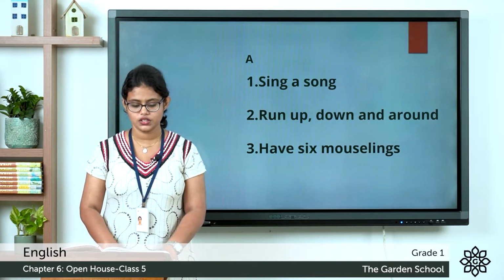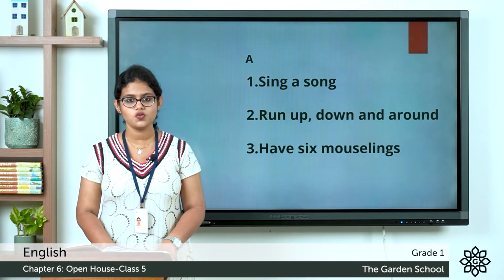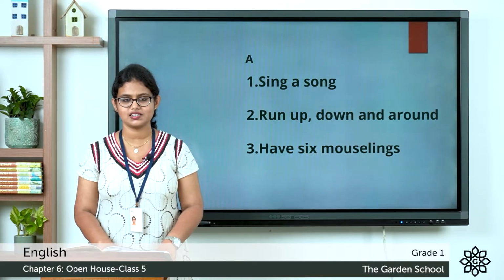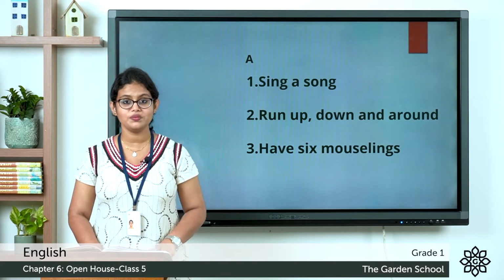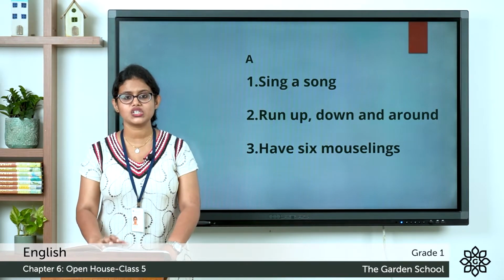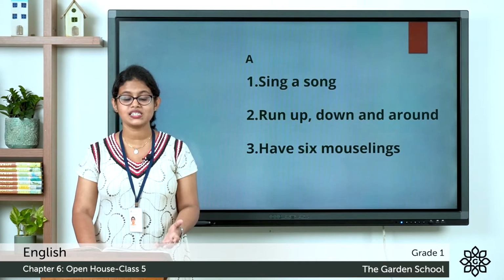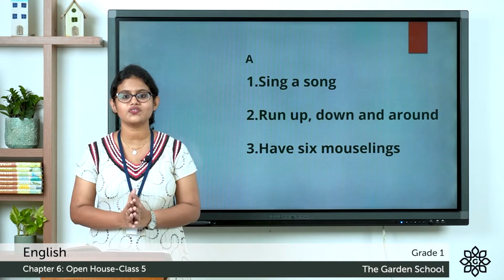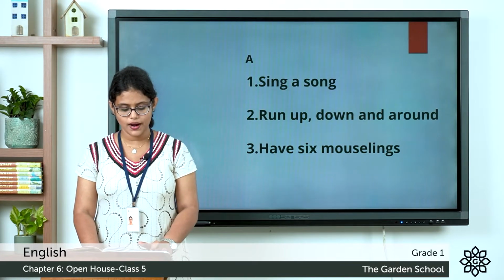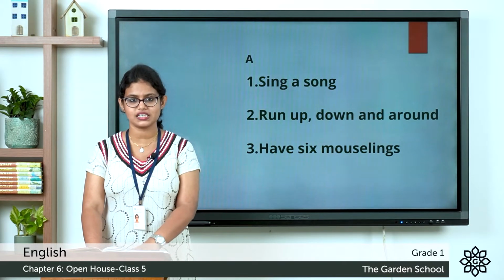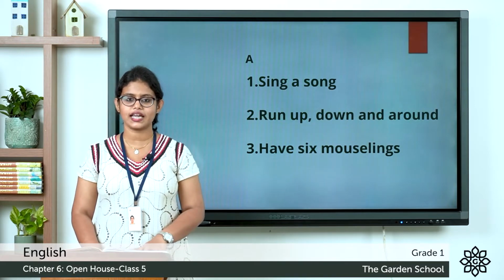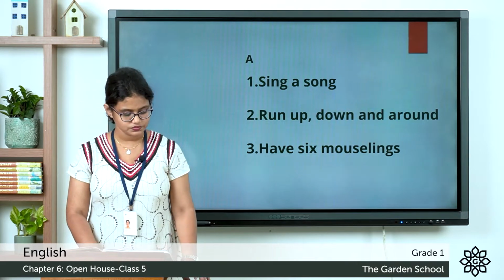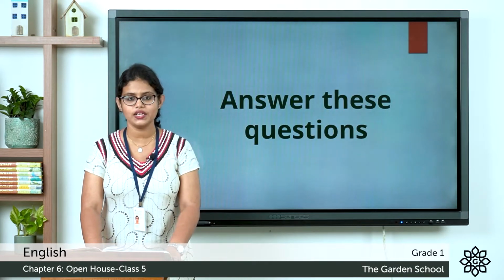See the next one. You can see the picture of mouse and mouselings. So, what is the answer? So, in the poem, it clearly says the tree wants mouse and 6 mouselings to be at the foot of the tree. So, bark, have 6 mouselings. So, what is the answer? Second one. Have 6 mouselings. Now, let's move to the next one.